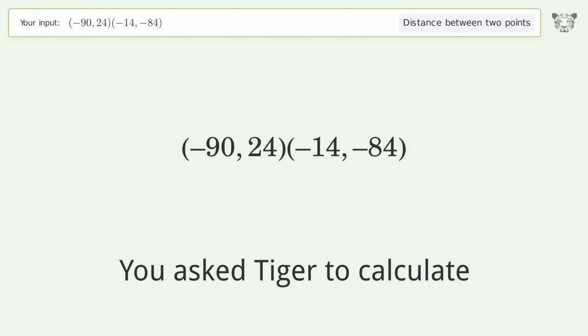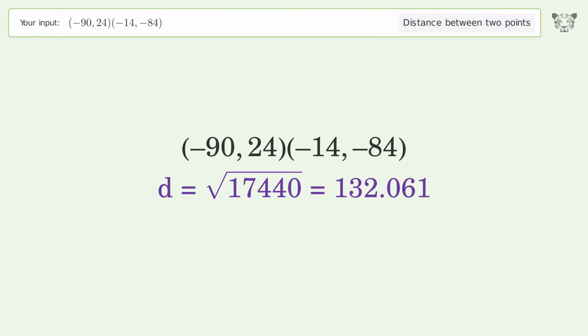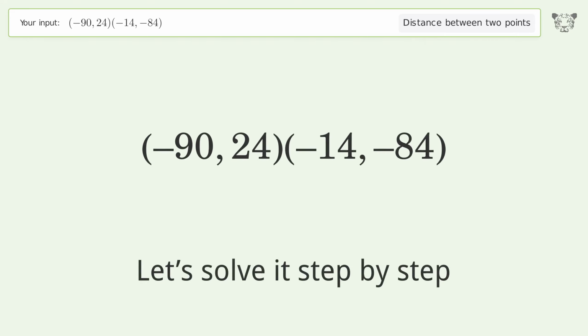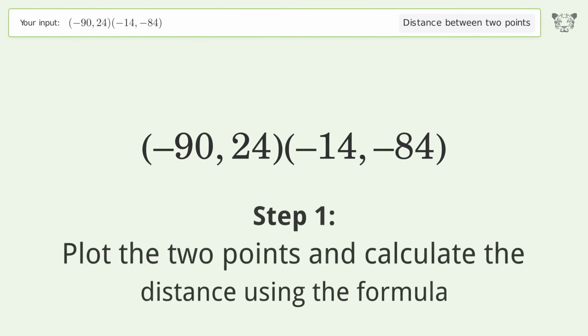You ask Tiger to calculate. This deals with the distance between 2 points. The distance between the 2 points is the square root of 17,440, or 132.061. Let's solve it step by step. Plot the 2 points and calculate the distance using the formula.